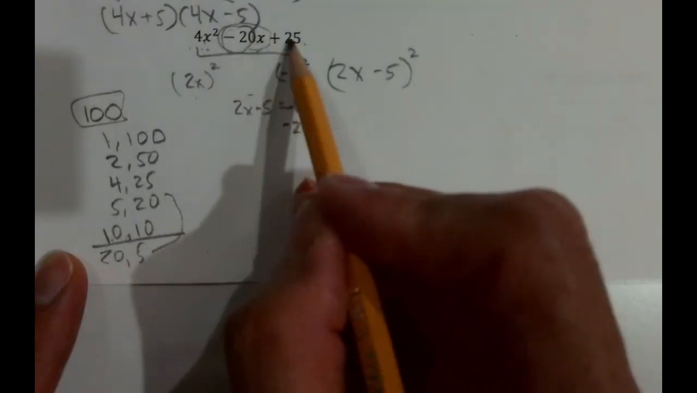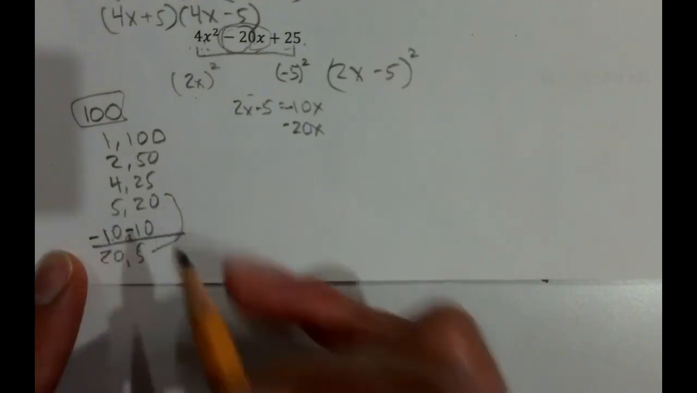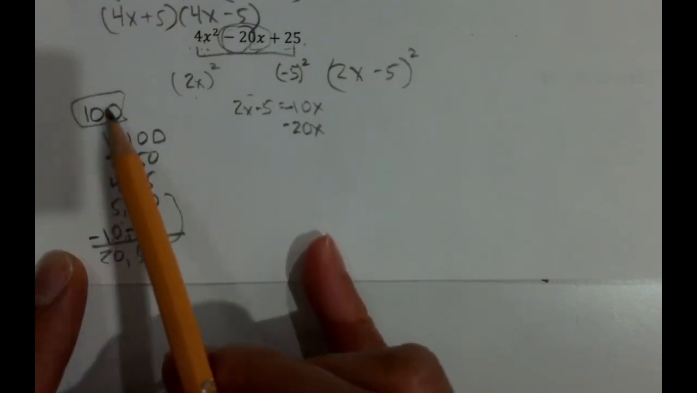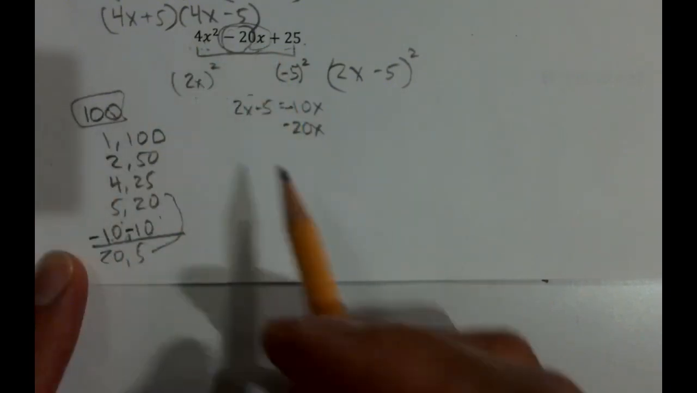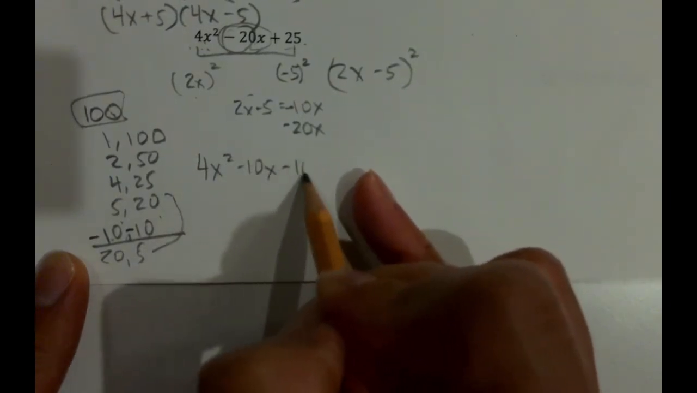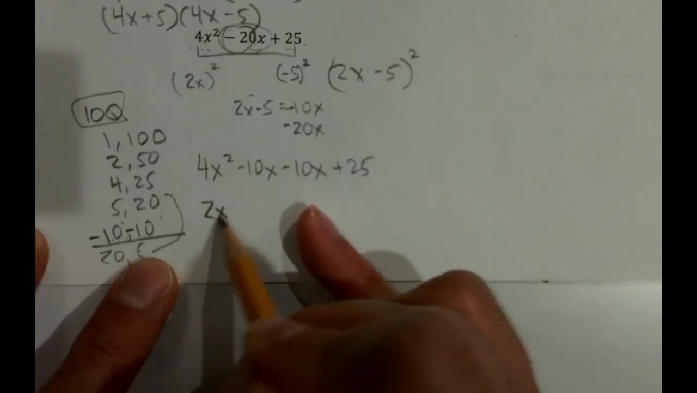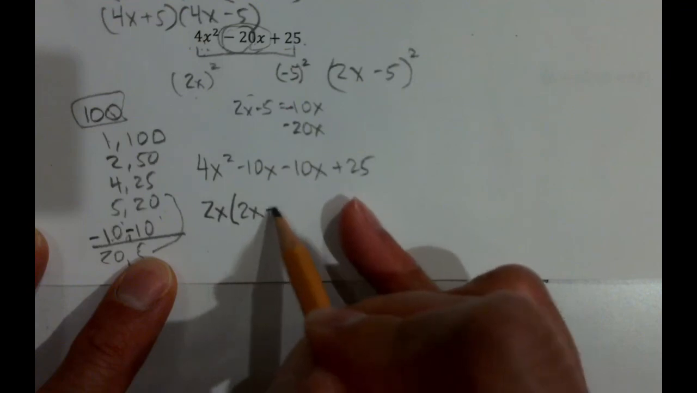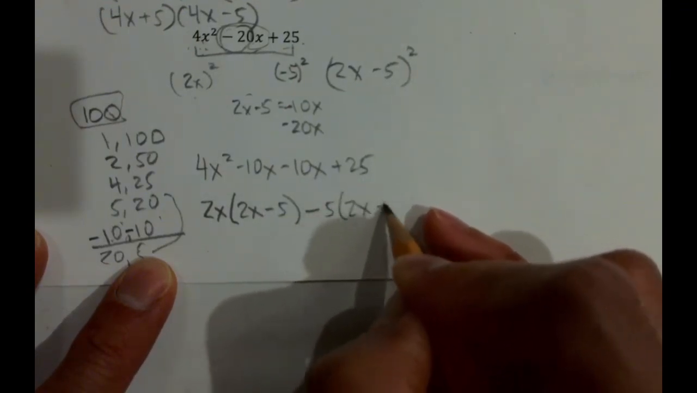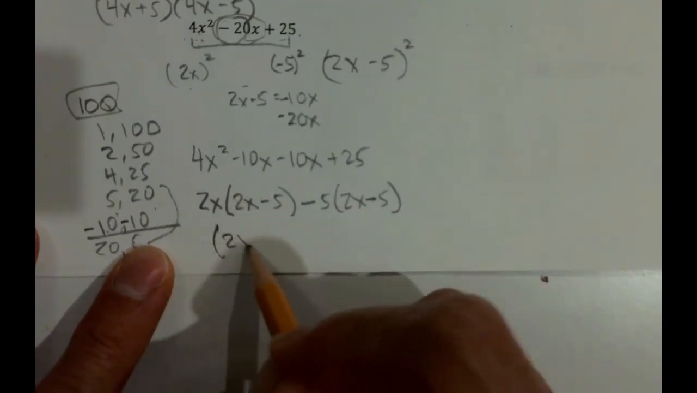And to get negative 20, they're going to have to be negative, which we can do because negative 10 times negative 10 is 100. 4 times 25. Alright, so that works. Minus 10x plus 25. And we'll just do some more factoring by grouping. Okay, and so you can see, yeah, this is 2x minus 5 squared.